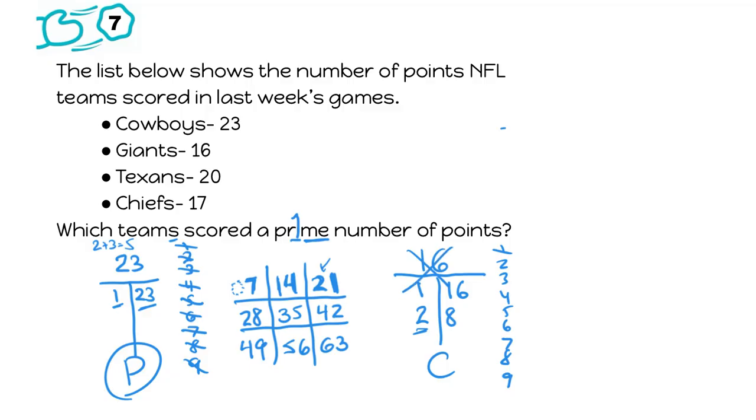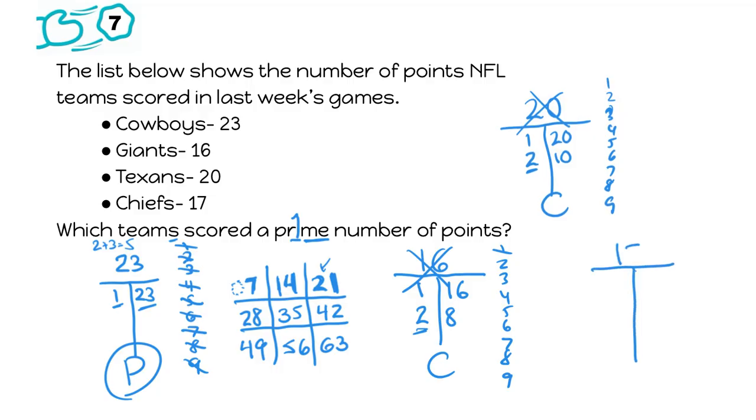All right, next one is 20. 1, 2, 3, 4, 5, 6, 7, 8, 9. 1, yes, of course, 1 times 20. 2, yes, 2 times 10. And just like with that 16, as soon as I wrote that 2, I knew this was composite. And so 20 is out. And so let's take a look at 17.